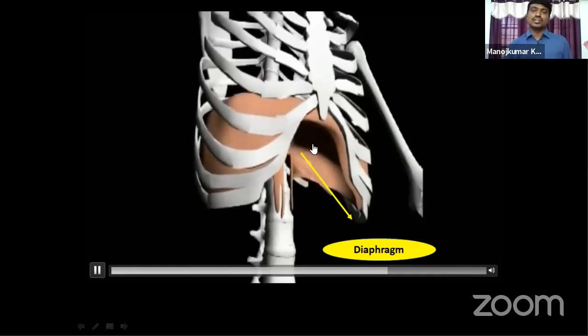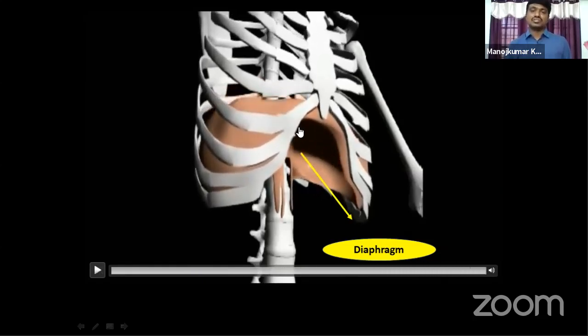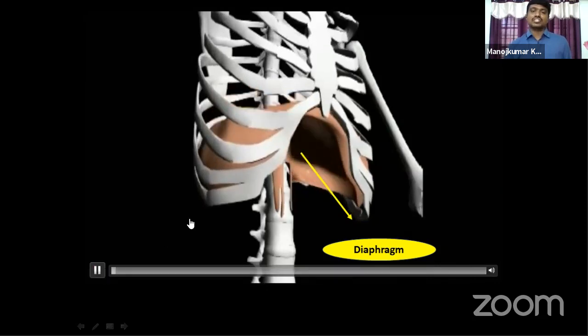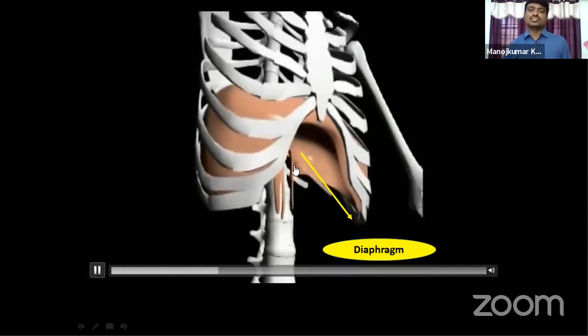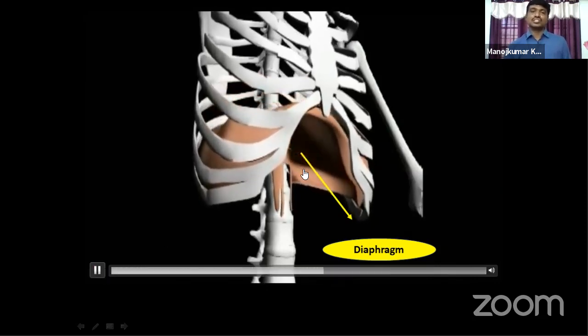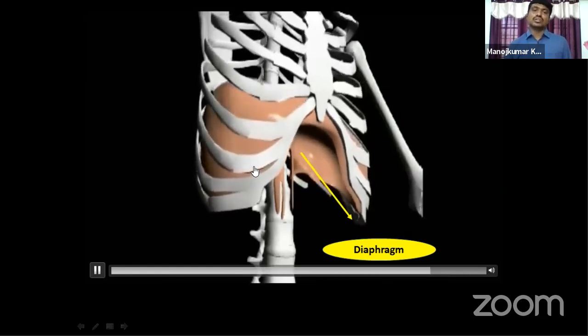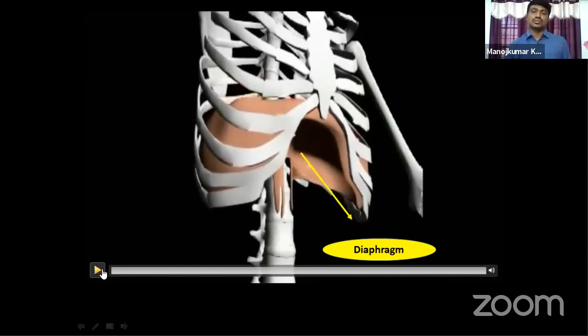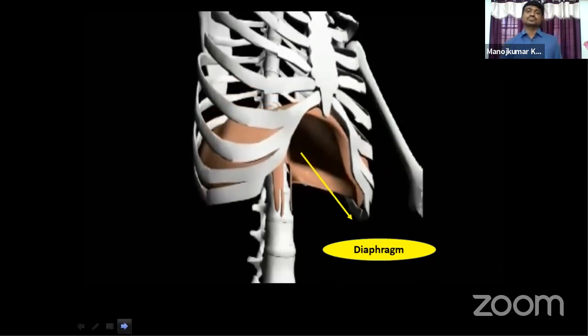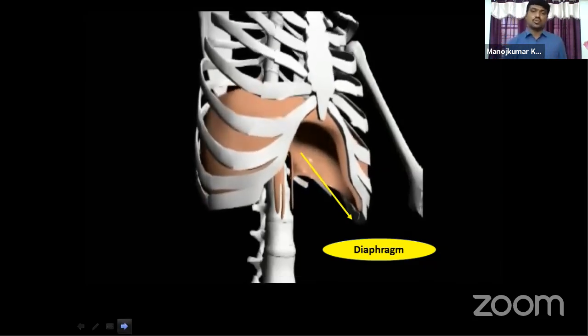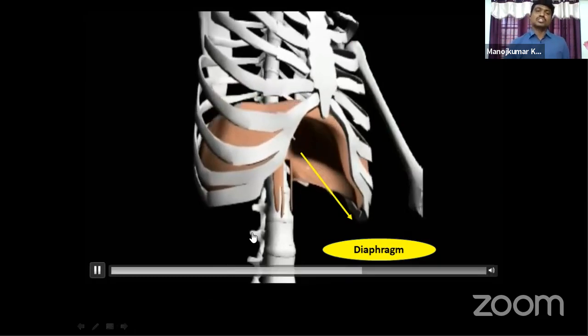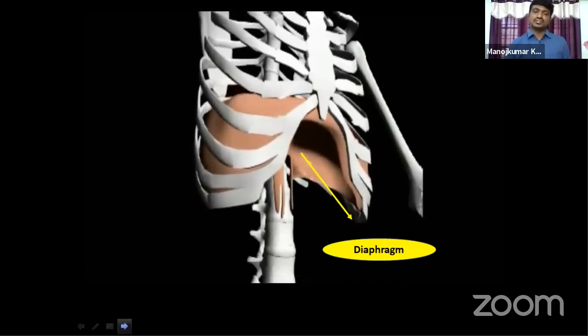So it is showing here the contractions and relaxations. By the contraction of the diaphragm, it is getting flattened, and during its relaxation, it is going back to its original shape, that is dome shape. Students, are you watching? Yeah, it is very much clear here, isn't it?